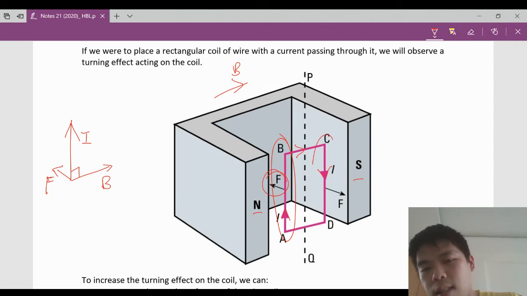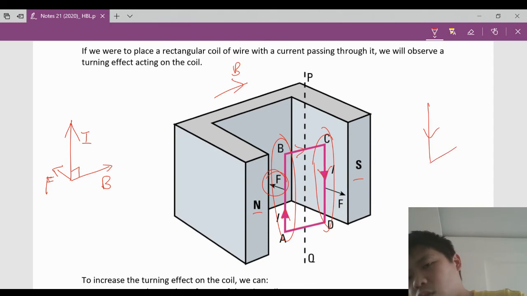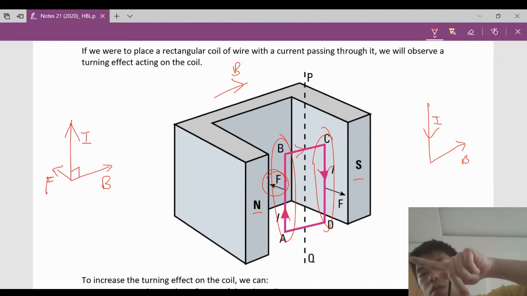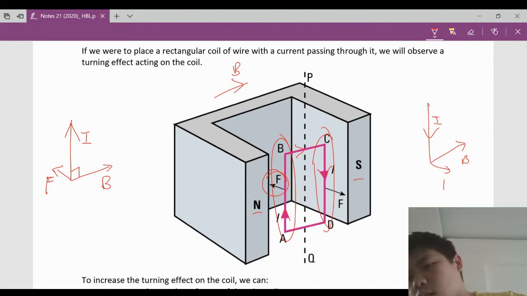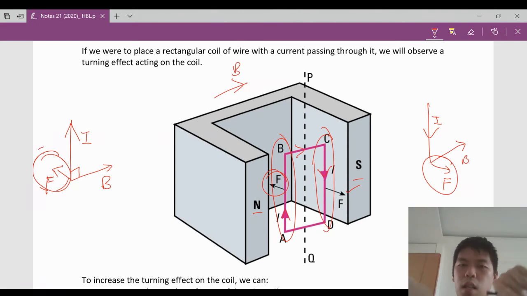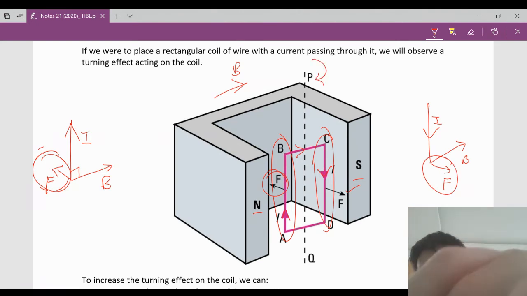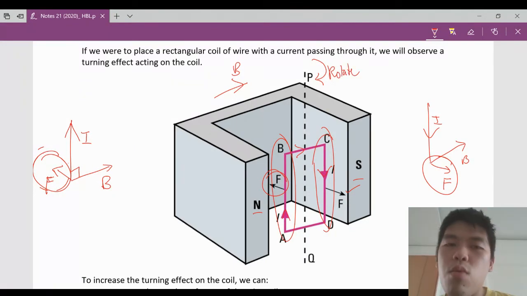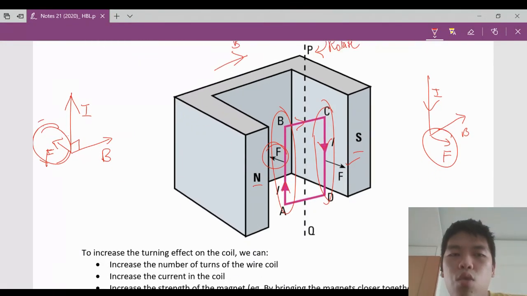Let's take a look at the other side here. Now your current goes down. The magnetic field is still in this direction. And BI goes down, so you see that this comes out. So one side goes in, the other side comes out. There will be a turning effect and this will cause the coil to rotate. This is what happens when you place a rectangular coil of wire into a magnetic field.